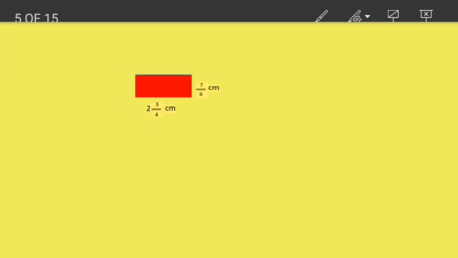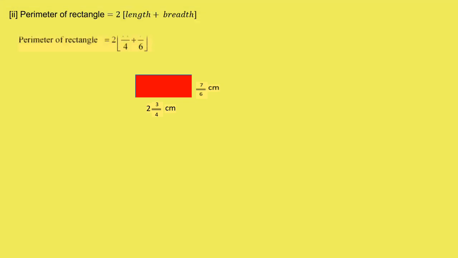So I'm going to put the values in the formula. Perimeter of rectangle is equal to 2 bracket 11 by 4 plus 7 by 6. Now first I have to finish the work inside the bracket. Here I have to add these two fractions, that is 11 by 4 and 7 by 6. Look here, the denominators are different but are in the same table, that is 4 and 6 are in table 2. So I will take the LCM method.